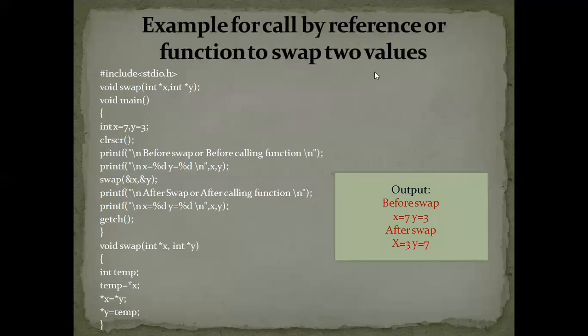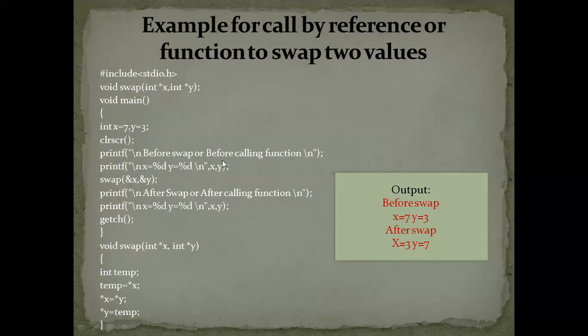So swapping of two numbers we have seen. This is a header file. swap is a function name. void, it doesn't return any value, and we are passing two parameters, pointer x and pointer y. This is a function prototype, and program execution always starts from void main. int x is equal to 7, y is equal to 3. Here I'm declaring and initializing the variables.